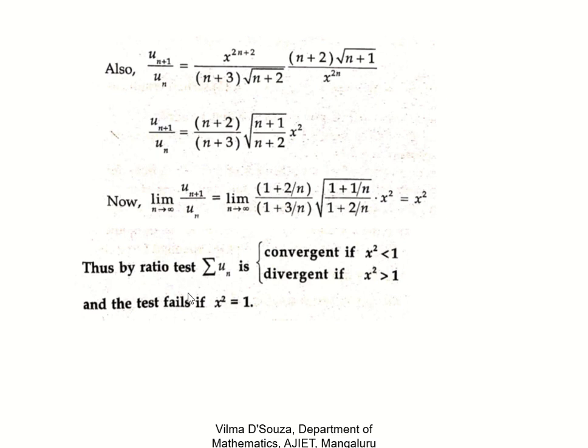So what can you say? By ratio test, the series is convergent if x square is less than 1, divergent if x square is greater than 1, and the test fails when x square is equal to 1.